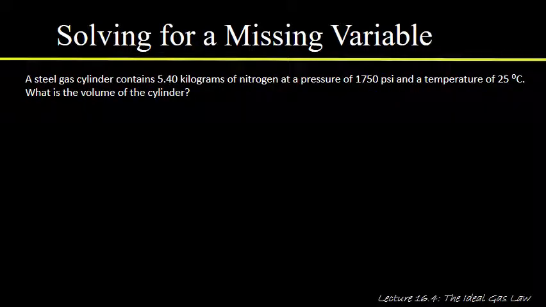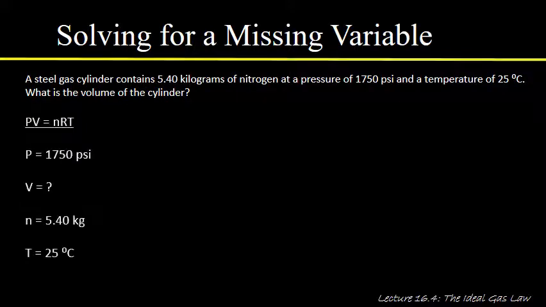All right. The first thing we have to do is be cognizant of our units. Okay? We can write down the variables that were given to us, but remember that we need to have our pressure in atmospheres, our volume in liters, amount of gas in moles, and our temperature in kelvins. So the first thing we have to do is a couple of unit conversions. Okay? So let's look at our pressure.